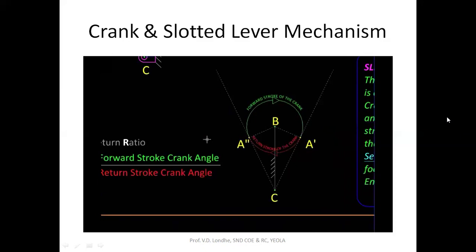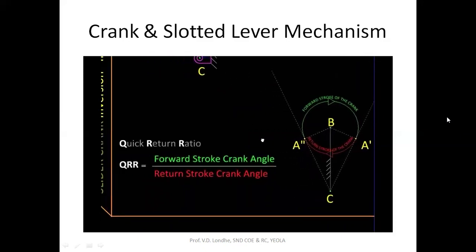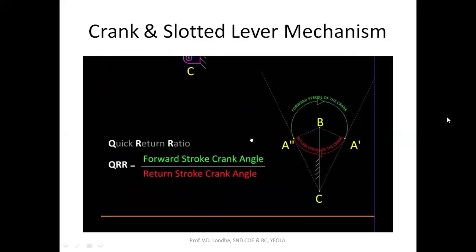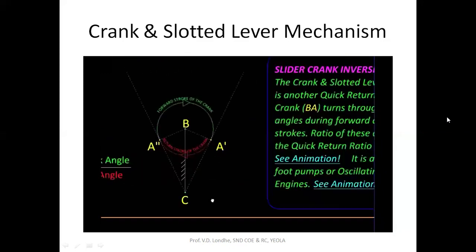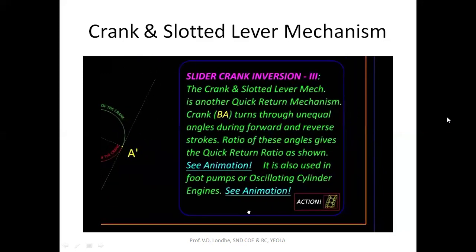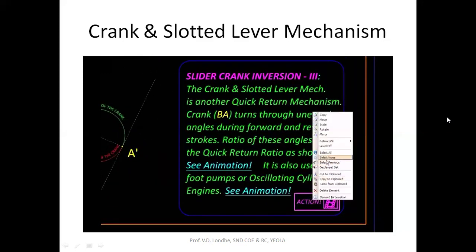Because this will usually be connected to an electric motor, these angles directly translate into time, because electric motors rotate uniformly. And the ratio of these two angles, the forward and the return stroke angle, will give us the quick return ratio. Let us follow the links over here to see this mechanism in 3D and in action.